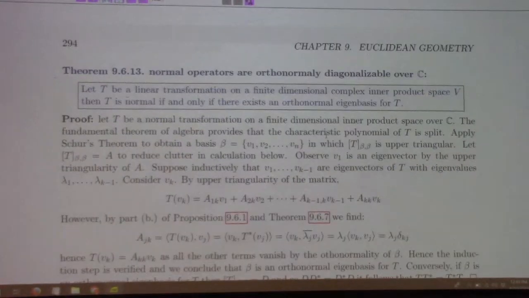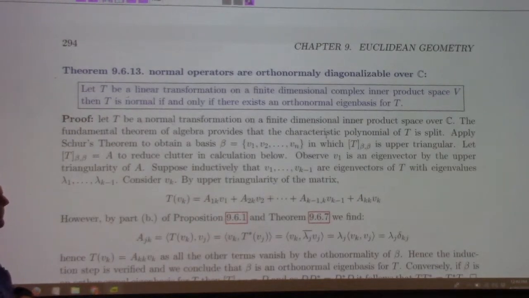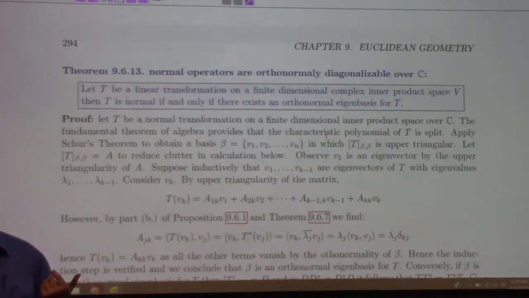Now, that leads us to the main event here, which is Theorem 9.6.13. Normal operators are orthonormally diagonalizable over the complex numbers. So if your transformation's over the complexes, that means that you have all your eigenvalues because the complex numbers are algebraically closed. And if you have a linear transformation on a finite dimensional complex inner product space V, then T is normal if and only if there exists an orthonormal eigenbasis for T.